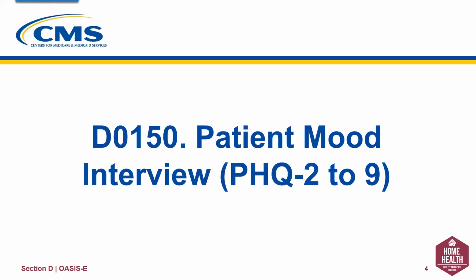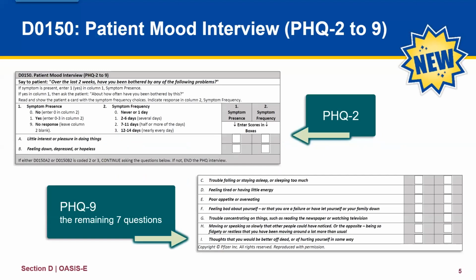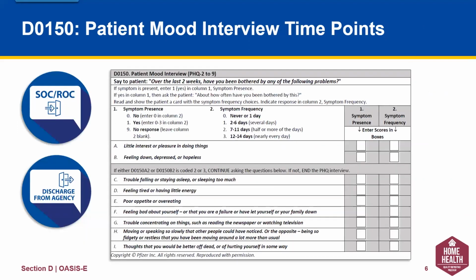So we'll start with D0150, patient mood interview. D0150 patient mood interview is comprised of the PHQ-2, and along with remaining 7 items make up the PHQ-9. This item is completed at start of care, resumption of care, and at discharge.